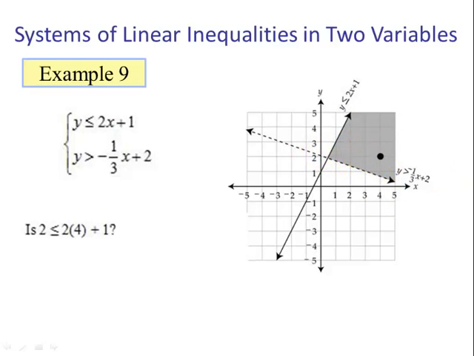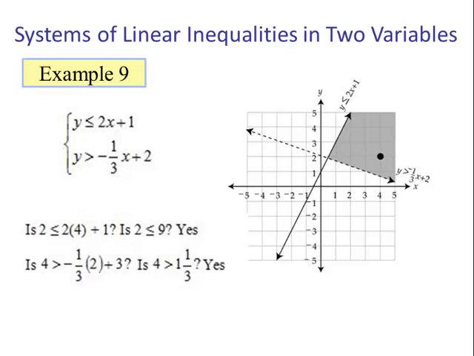So plugging these values into the first equation, is 2 less than or equal to 2 times 4 plus 1? So that becomes, is 2 less than or equal to 9? And the answer is yes. So it's verified for the first inequality. For the second, plugging these values in, we have is 2 greater than -1/3 times 4 plus 2, which becomes, is 2 greater than 2/3? And the answer is yes. So this is a solution to this system.